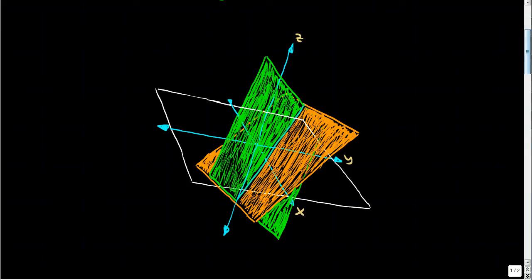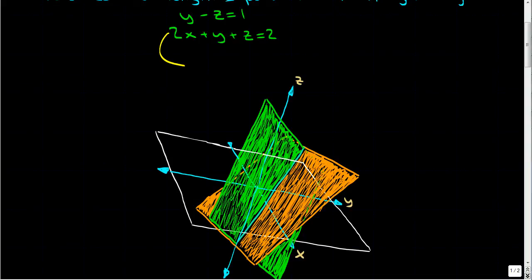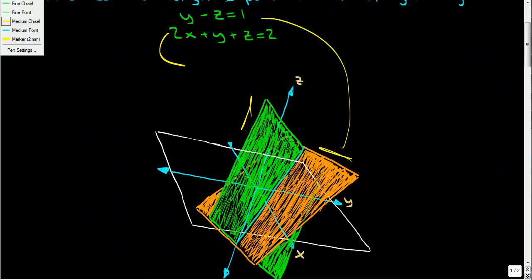This plane here, the bottom one, is the green plane, and this orangish plane is the top one. The vector that we're trying to find is parallel to this line here. We're trying to find a vector that's parallel to that line of intersection. So how can we figure this out?